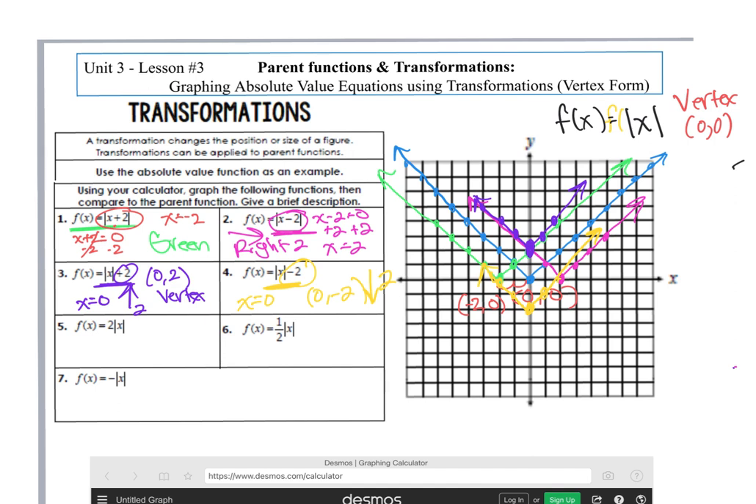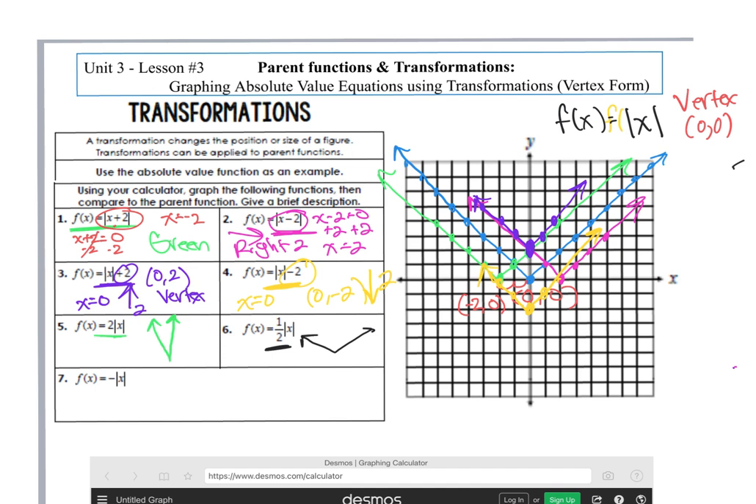Now I can't really show it here, but I'm going to just do it here on the side. When we have this 2 times x, the 2 is on the outside, and then just x on the inside, this is going to be a vertical stretch. We have a steeper slope, so it's going to make a bit of a skinnier v. We'd have a vertex at the origin. And on number 6, when we have 1/2 times the absolute value of x, it's going to shrink it, and we're going to get a bit of a flattened out v.